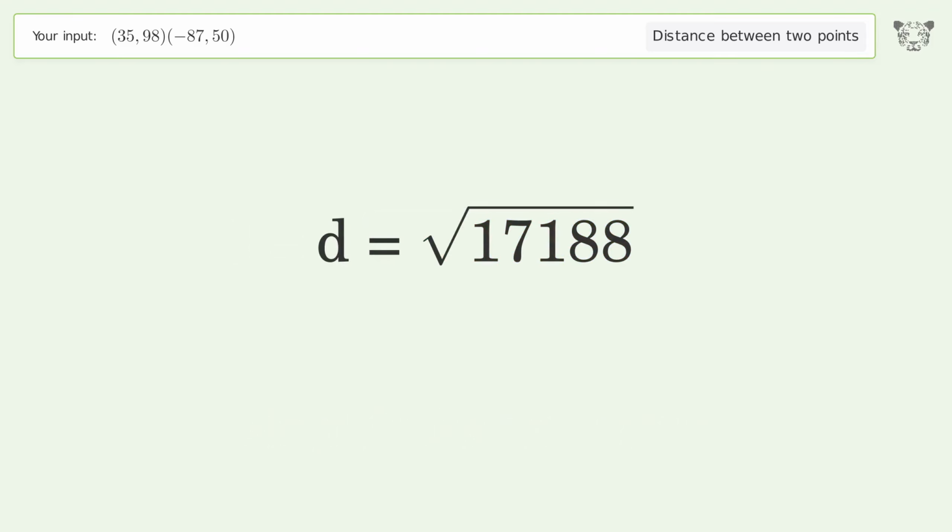And so the distance between the 2 points is the square root of 17,188, or 131.103.